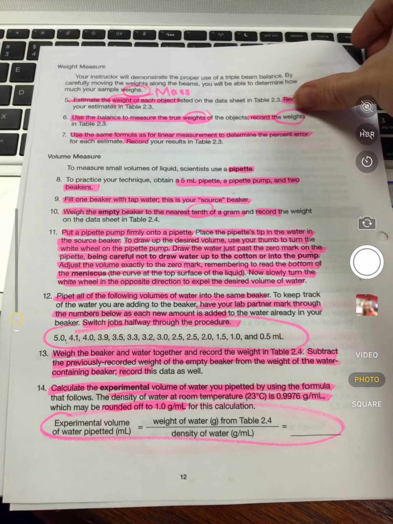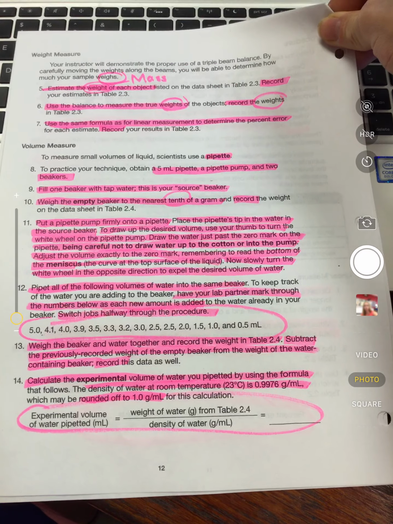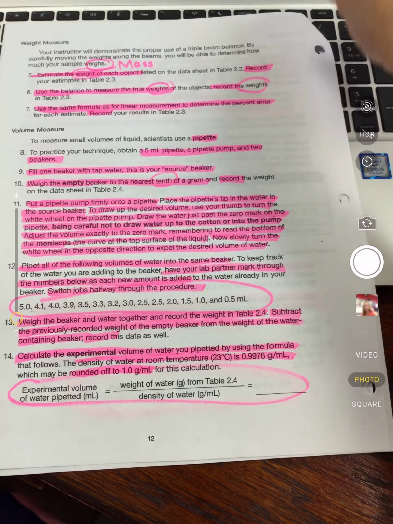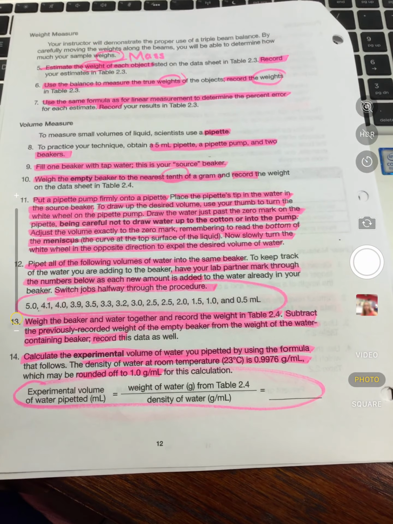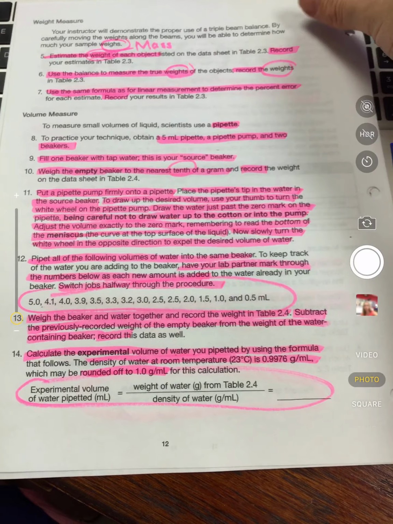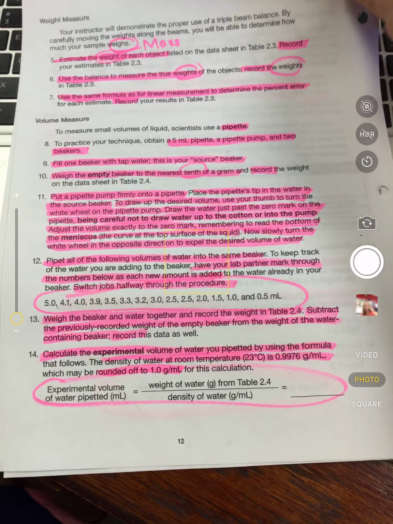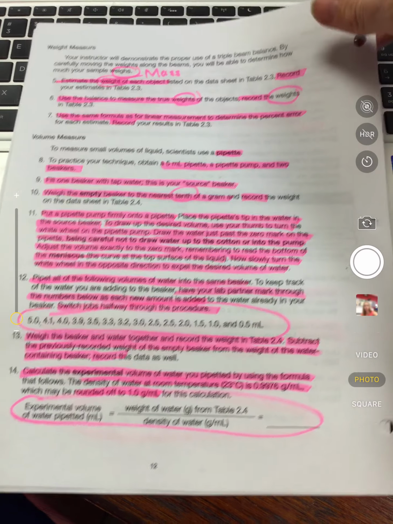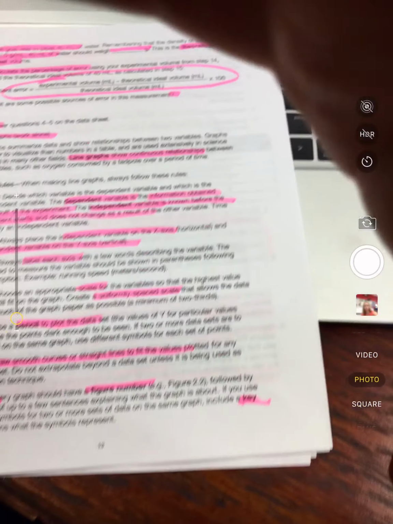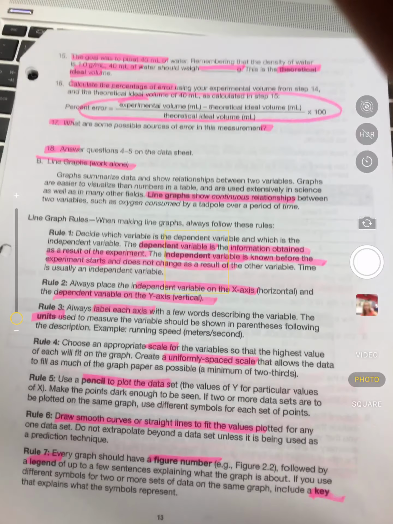Then you'll find the mass again after you have the water in it, and you'll subtract and record the final mass. And then you'll calculate the experimental volume of water that you pipetted using this formula. And it tells you on the next page that the goal was supposed to have 40 milliliters of water. And hopefully you remember from your metric notes that 1 milliliter of water is equal to 1 gram of water. So if you did it right, when you subtract, you should have 40 grams of mass added to your beaker.